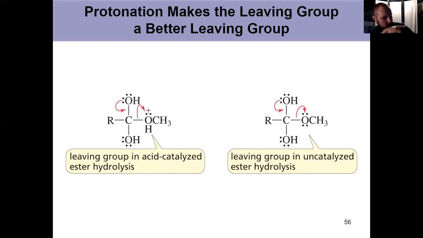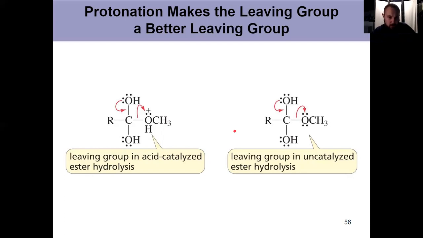What about the collapse of the tetrahedral intermediate? Well, if I protonate my leaving group, that decreases the basicity of my leaving group. And remember, a weaker base means I have a better leaving group. Okay. So I help both of the slowest steps in the reaction.